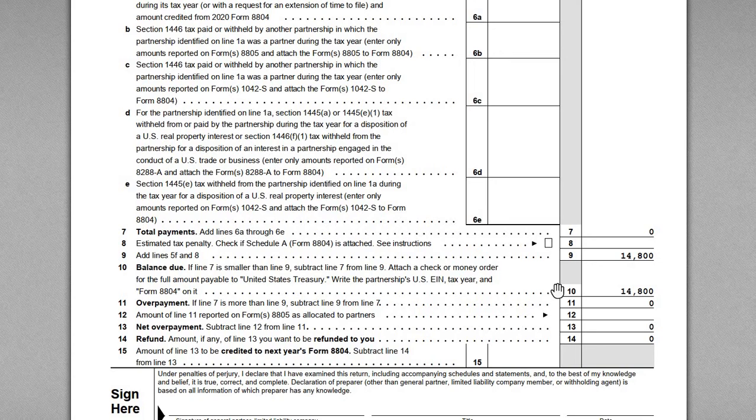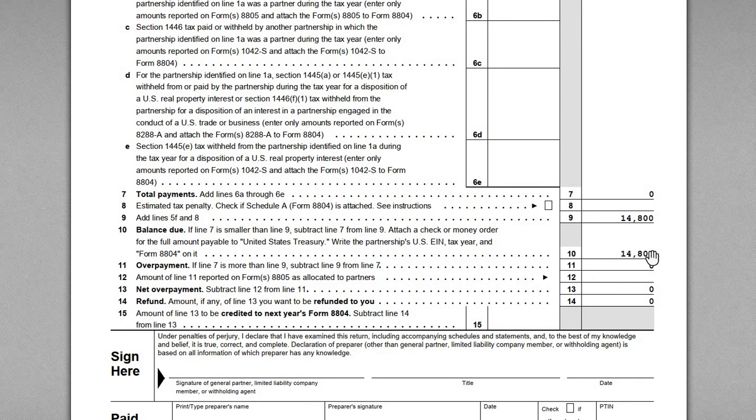If there were estimated payments being made during the year, then you would have them reflected up here, and then that would cut into the balance owed, obviously, and so there would be a true up or even maybe a refund at the end of the year, depending on how much you paid in.